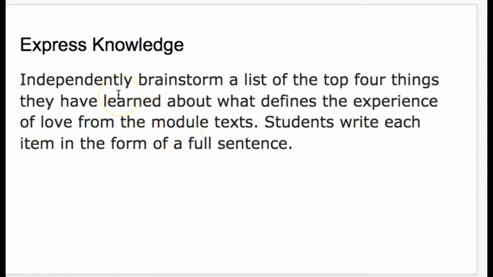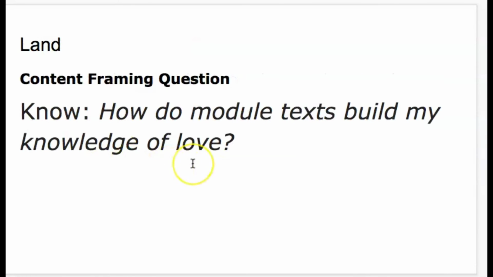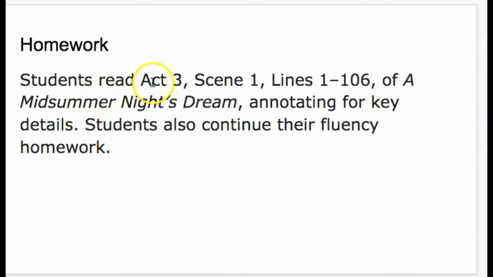Then I want you to independently brainstorm a list of the top 4 things that you have learned about what defines the experience of love from the text that we've read so far in this module. To end this lesson, for our content framing question in our know stage, how do module's texts build my knowledge of love? For tonight's homework, you guys need to read Act 3, Scene 1, lines 1 through 106 of Midsummer Night's Dream, and you need to annotate for key details, and also continue your fluency homework.